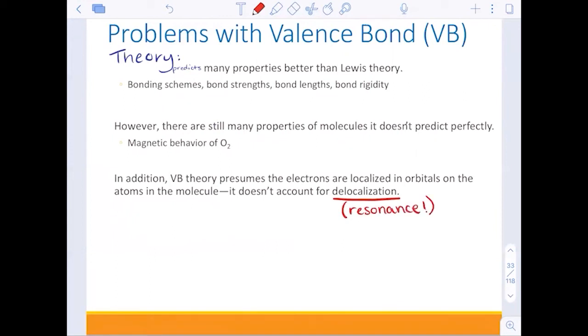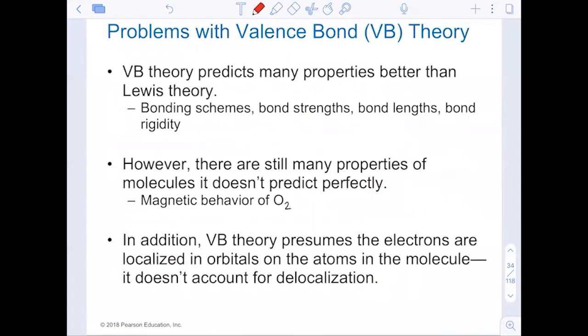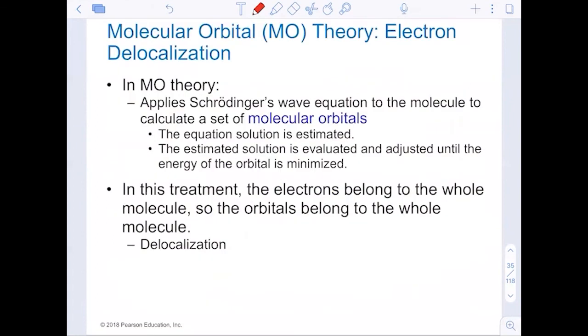Now, when we talk about molecular orbital theory enhancing these issues, we're not going to dive too far into molecular orbital theory, for reasons being we just don't have a lot of time to do so, but also it's going to be represented for you in organic chemistry. Valence bond theory predicts many properties much better than Lewis, but again, some issues.